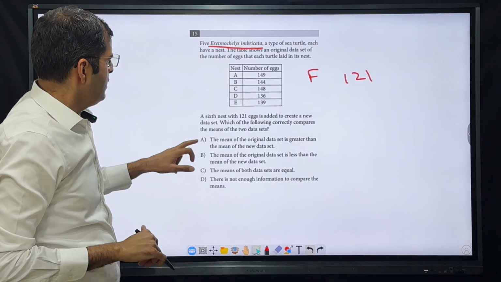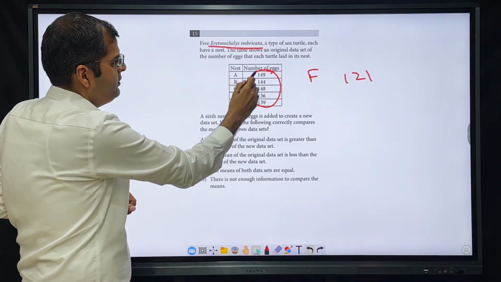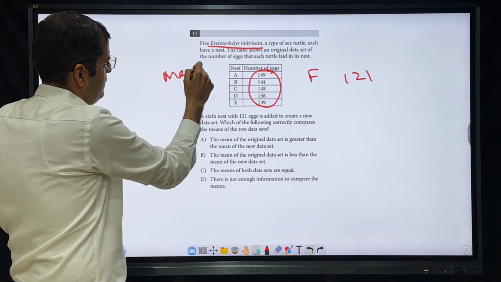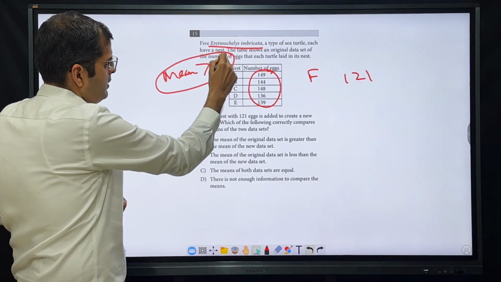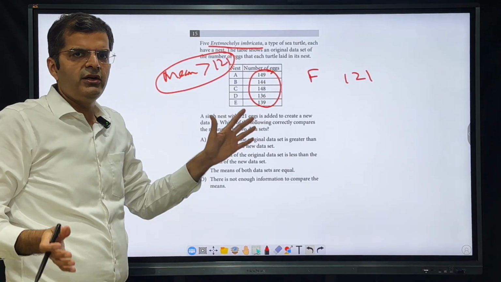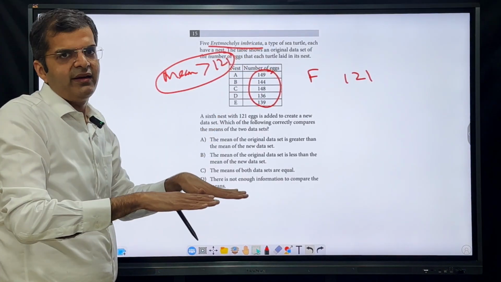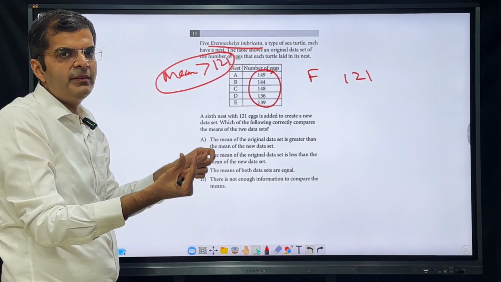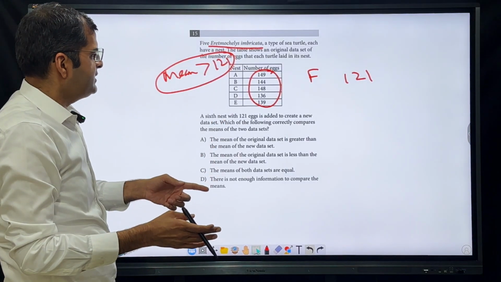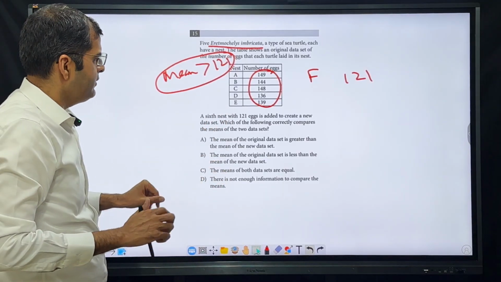Okay. Now if you look at these 5, none of the values is less than 121. All values are more than 121. So the mean of this set is greater than 121. Now if I add a 6th element with value 121, the mean of all 6 items will decline, because I am adding a new item which is less than the mean. So the mean of 6 nests will be less than the mean of 5 nests. This is what I know.